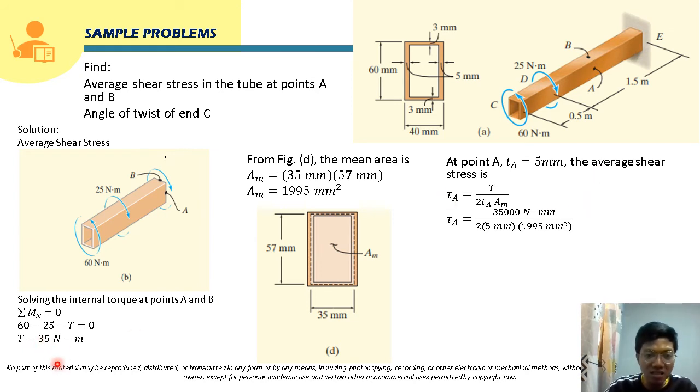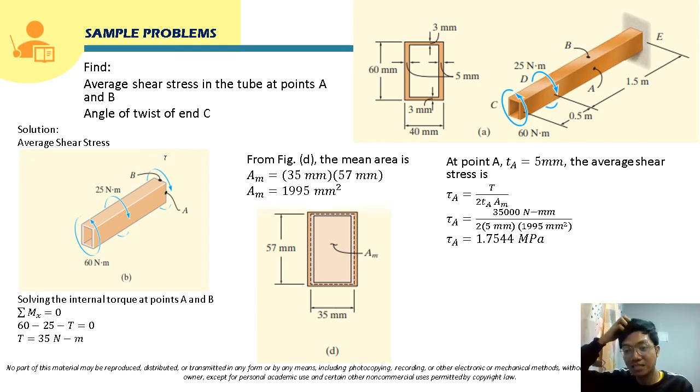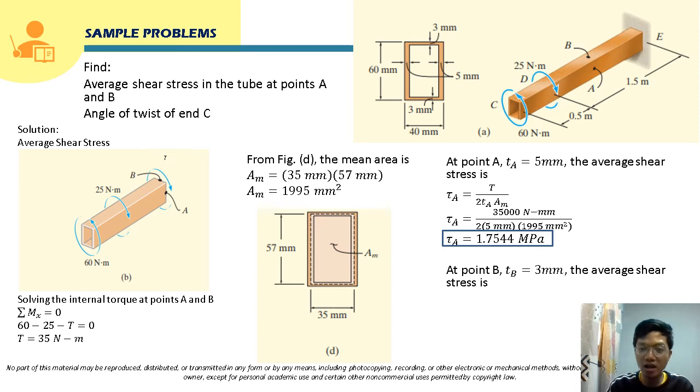Okay, so since this is in meter, now we will convert this meter into millimeter. That's why it becomes 35,000 here over 2 times the thickness at point A, which is 5 millimeter, times the mean area. So the mean area, class, is 1,995 millimeter squared. So be consistent, class, with the units here. So from this, we can compute it now, class. So the value of the shear stress at point A is 1.7544 megapascal.